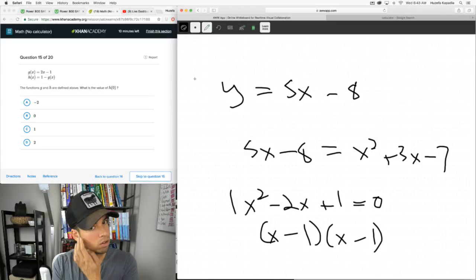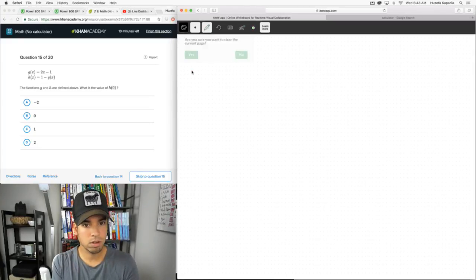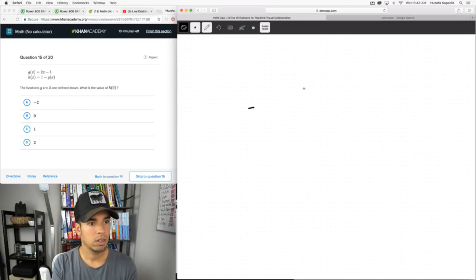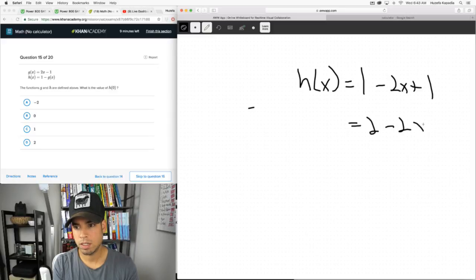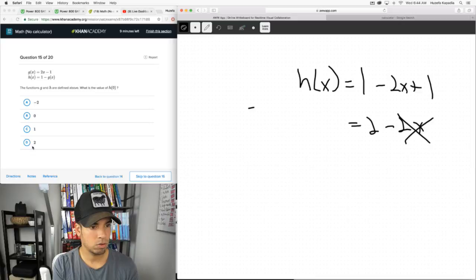All right. Sorry, I got to go a little faster now. I hope you can still understand what I'm doing. G of x equals 2x minus 1. H of x equals 1 minus g of x. What is the value of h of 0? So h of x equals 1 minus (2x minus 1). See, I'm distributing that negative. That becomes 2 minus 2x. And we want to know when we plug in 0. The 2x goes away. It's 2.